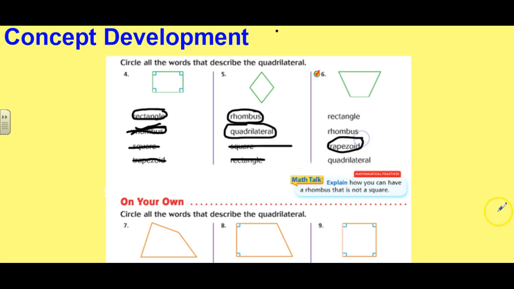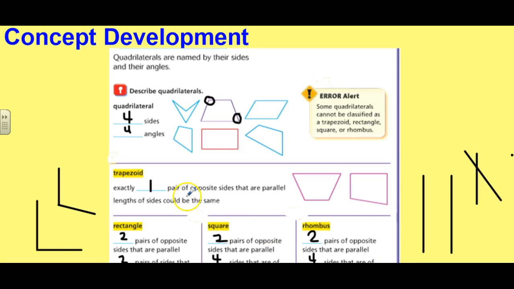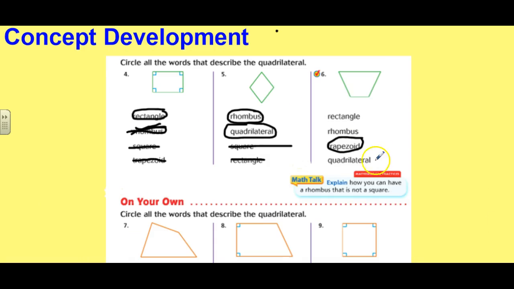And if you need to go back and look, it said that a trapezoid has 1 pair of opposite sides that are parallel, and it kind of looks just like this one. There are not 2 pairs of opposite sides that are parallel, so the only sides on the trapezoid here that are parallel are going to be this one and this one.